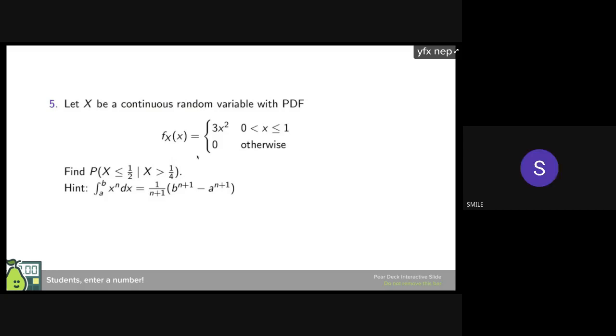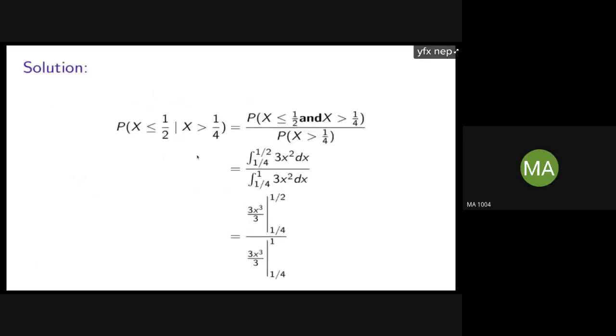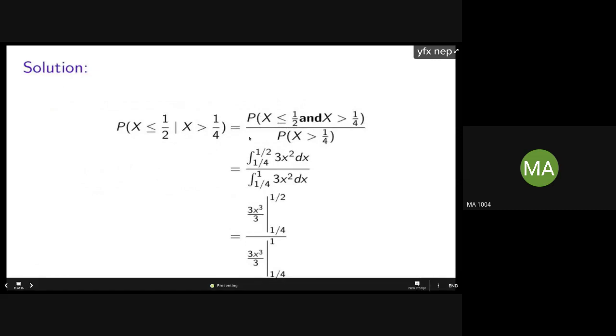So in this case, what is A here? A is X less than or equal to 1/2. And what is B here? X is greater than 1/4. So the conditional probability is the probability that X is less than or equal to 1/2 and X is greater than 1/4, divided by the probability that X is greater than 1/4.